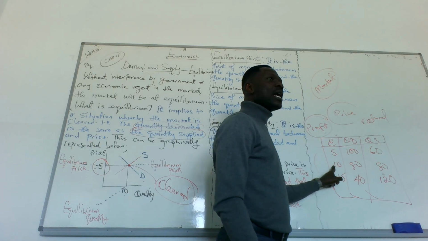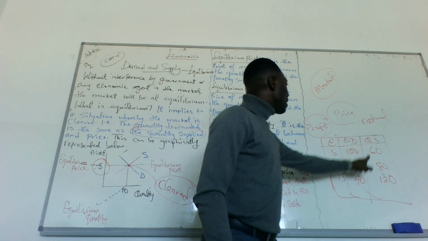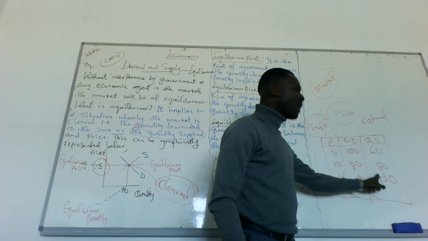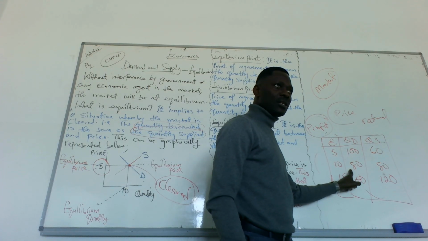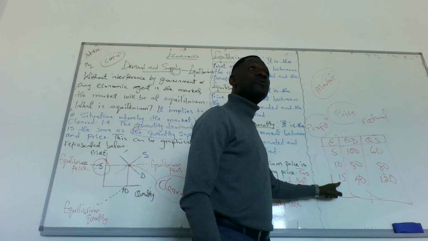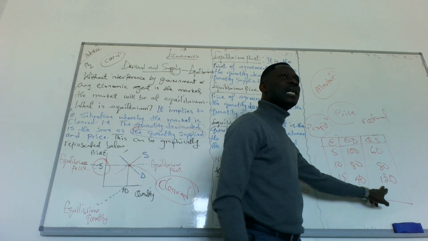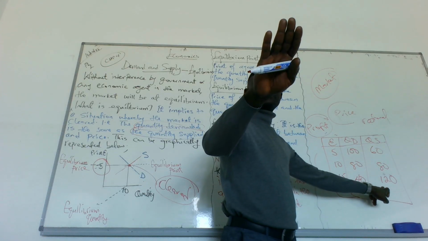When the price increases to 10, the quantity demanded reduces. The quantity supplied increases. The higher the price, the higher the quantity supplied, and the lower the quantity demanded. Yes or no? Yes. And when the price increases to 15, the quantity demanded falls drastically, and the quantity supplied increases drastically. Yes. But sir, I have a question.